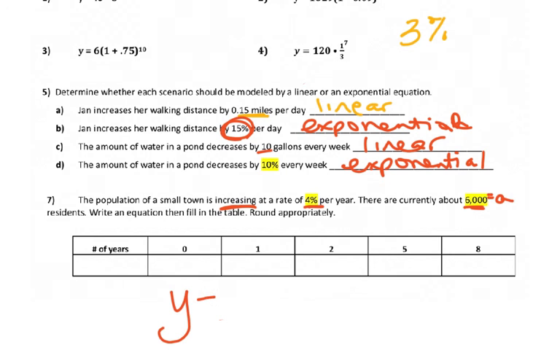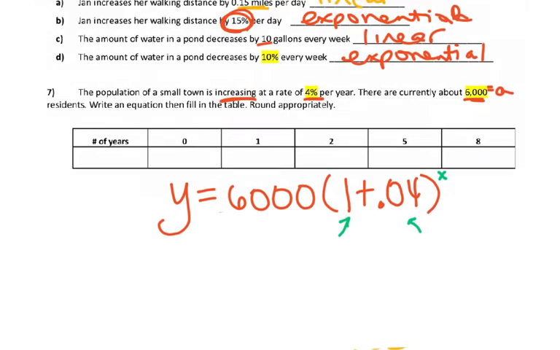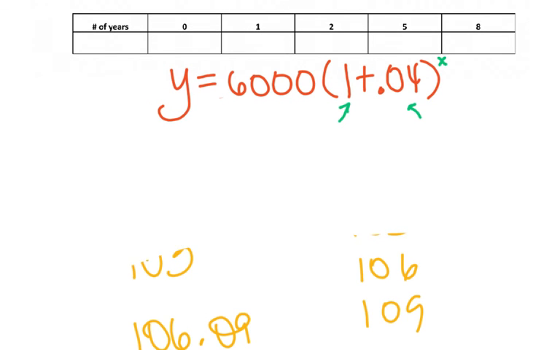So the equation is going to be y equals my initial value, and then 1 plus the rate. So we're growing by 4%. We get to keep 100%. So this 1 is for the 100%. We get to keep all 6,000 people, plus we're going to add 4% of it, and we're going to do that for x amount of years. So you're going to get your calculator now, and you're going to take this one at a time, and you're going to plug in these numbers.